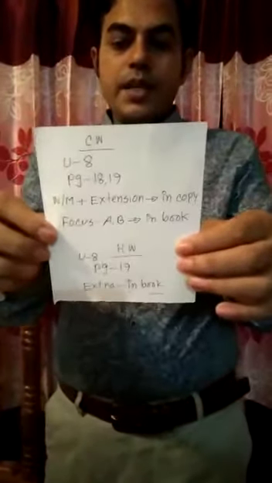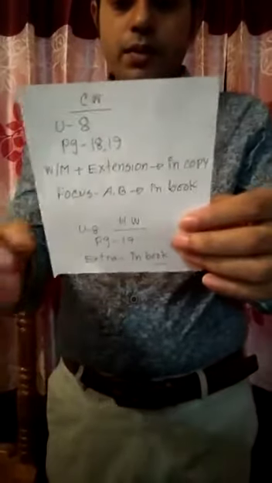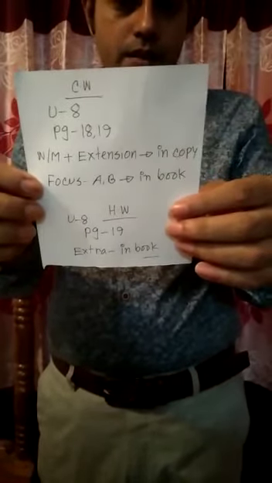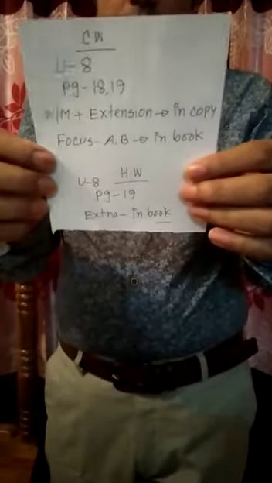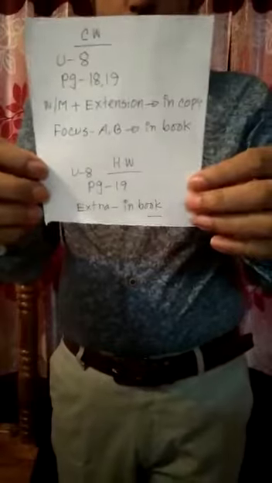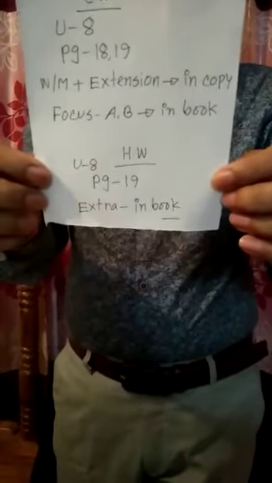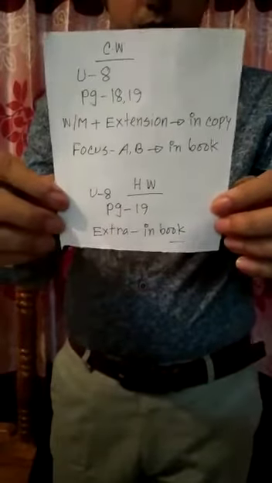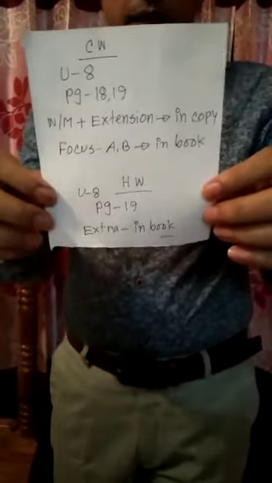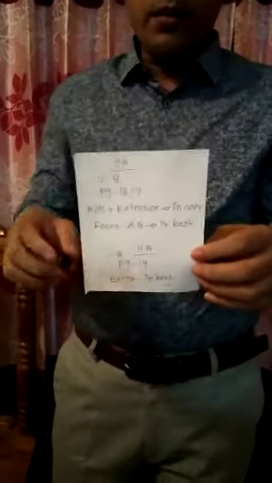Today, I will take your spelling class. What I will discuss today is Unit 8, pages 18 and 19. So, CW will be word meaning plus extension in copy, focus A and B in book. Homework will be Unit 8, page 19, extra in book. I will make you understand the homework. So now open your book. Open Unit 8, page 18.